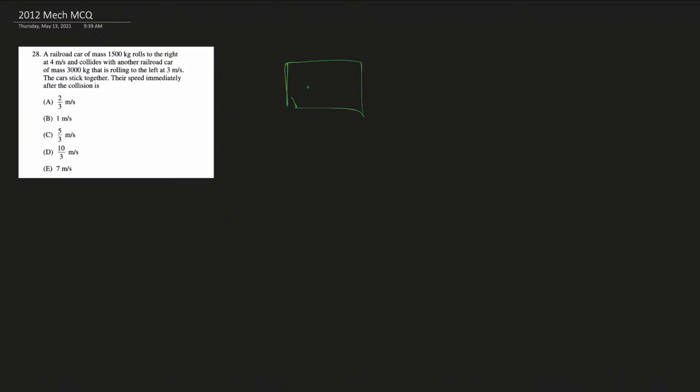So here is the 1,500 kilogram object that's moving to the right at 4 meters per second, and the other one of 3,000 kilograms that's moving to the left at 3 meters per second. If we regard to the right as positive and the left as negative, we can just write our conservation of momentum, because again, no external forces. So we can just solve for the collision.